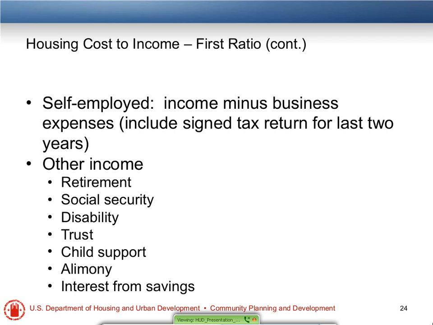that they're receiving. If the homebuyer is self-employed, typically they're going to look at the business income, less expenses, and the underwriter will review tax returns for the business for the last 2 years.